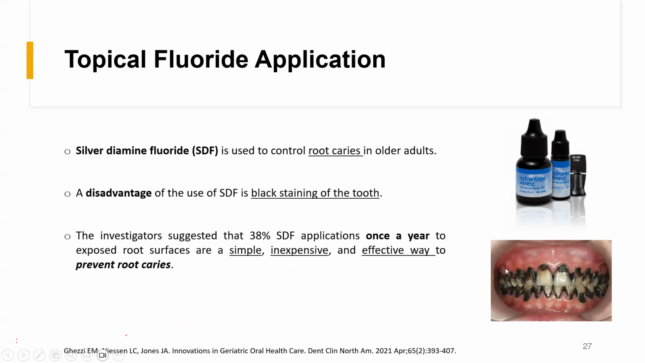Therefore, the older patients are at higher risk for root caries, so we may use the silver diamine fluoride, which has a high concentration of fluoride, in order to arrest their root caries. The researchers suggested that applying silver diamine fluoride to exposed root surfaces in older patients once a year is an effective way to prevent root caries in older patients.